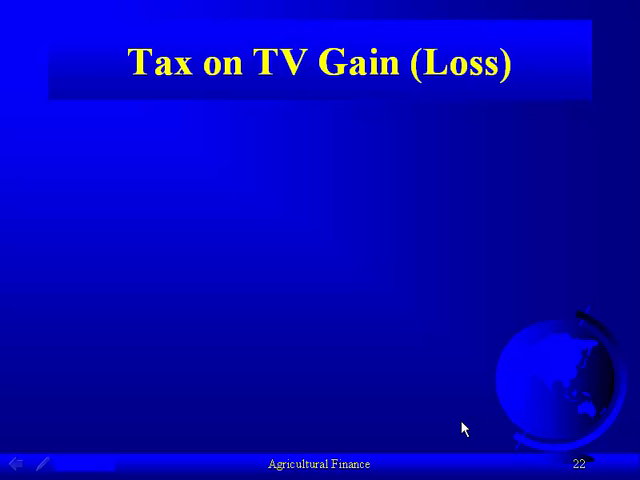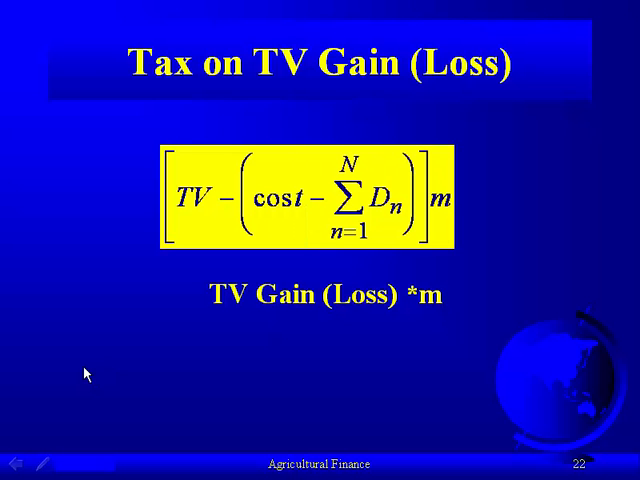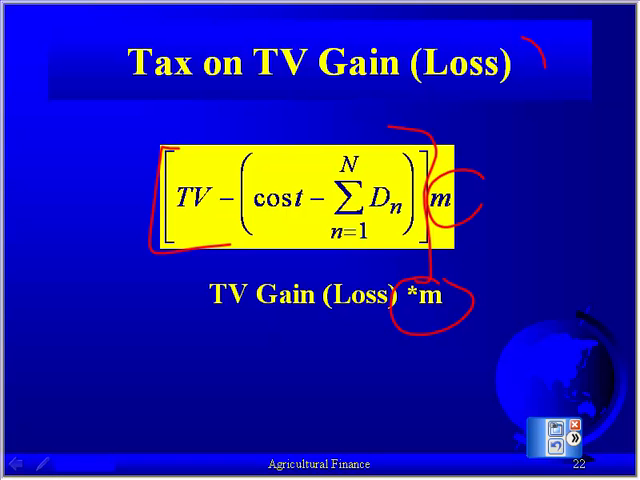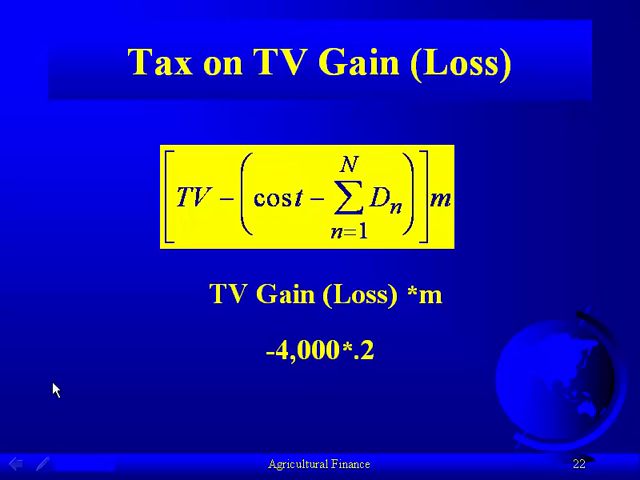The next component is looking at the tax on that terminal, in this case, loss, and to calculate that we multiply this loss, or it could have been a gain, by the marginal tax rate. So what we're going to do is put brackets around the gain or loss of the terminal value, and then multiply that by the marginal tax rate. We said the loss was $4,000, so we're going to multiply that by 20%, which gives us a negative $800. What that means is it's going to reduce our taxes by $800 because it's negative. Negative means we're not paying that to Uncle Sam. Uncle Sam is giving that back to us.